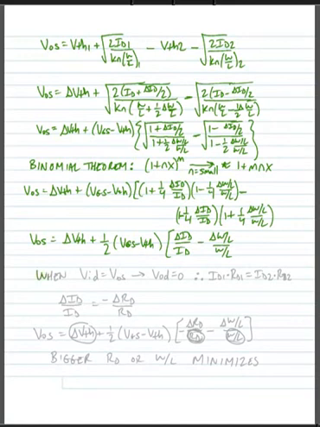Now looking at this expression, and noting that when VID is equal to VOS, VOD is equal to 0, this would suggest that the product of the current flowing through the resistor in each branch would have to be equal. In other words, ID1 times RD1 would have to be equal to ID2 times RD2. So we could say that delta ID over ID is equal to minus delta RD over RD.